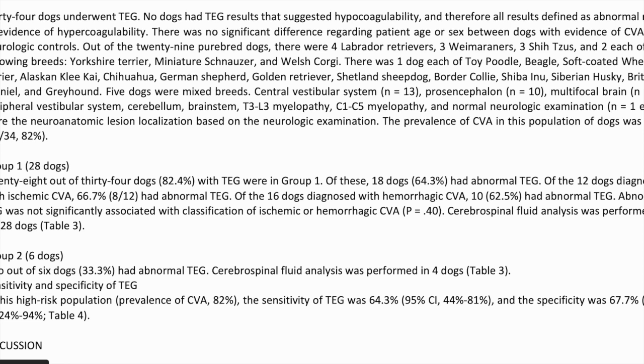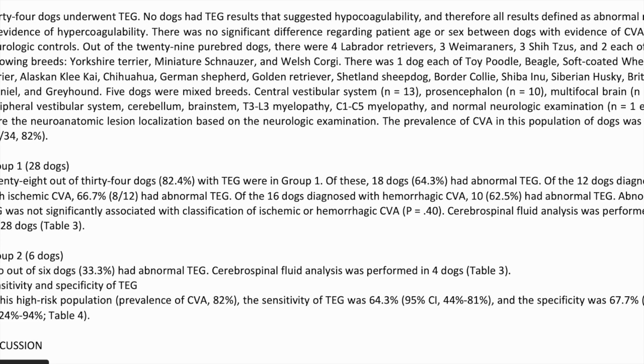There was 1 dog each of Toy Poodle, Beagle, Soft-coated Wheaten Terrier, Alaskan Klee Kai, Chihuahua, German Shepherd, Golden Retriever, Shetland Sheepdog, Border Collie, Shiba Inu, Siberian Husky, Brittany Spaniel, and Greyhound. 5 dogs were mixed breeds. Central vestibular system, N equals 13, prosencephalon, N equals 10, multifocal brain, N equals 5, peripheral vestibular system, cerebellum, brain stem, T3, L3 myelopathy, C1, C5 myelopathy, and normal neurologic examination, N equals 1 each, were the neuroanatomic lesion localization based on the neurologic examination. The prevalence of CVA in this population of dogs was high, 28 of 34, 82%.